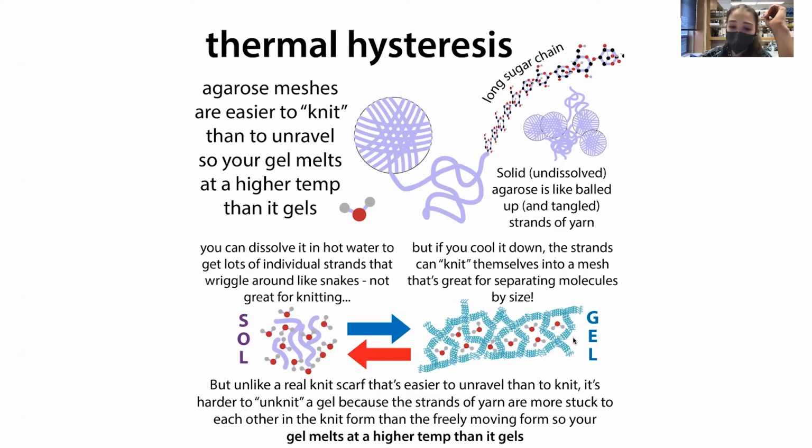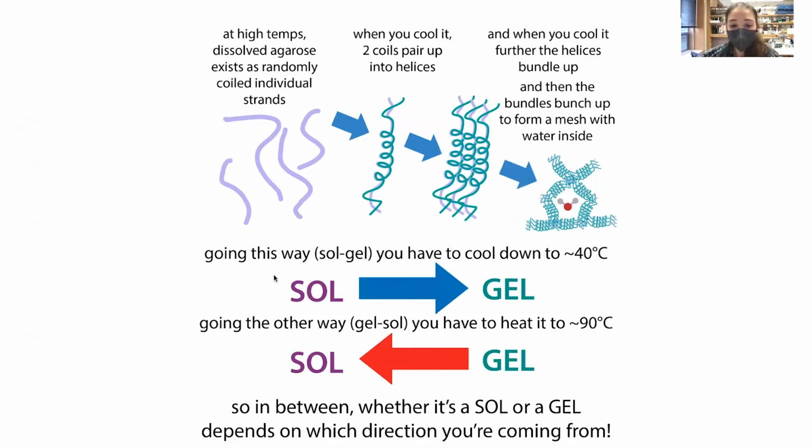And so if you're trying to go from the gel to the sol, you're going to have to add more heat than you would have to take away in order to go from the sol to the gel. So if you want to take a sol and make a gel, you're going to have to cool it down to about 40 degrees Celsius. But going the other way, from a gel to a sol, you have to heat it to about 90 degrees Celsius. And so now we have this wiggle room where we can boil this, make our solution, and then pour our gel without it solidifying first. So this thermal hysteresis comes in helpful.